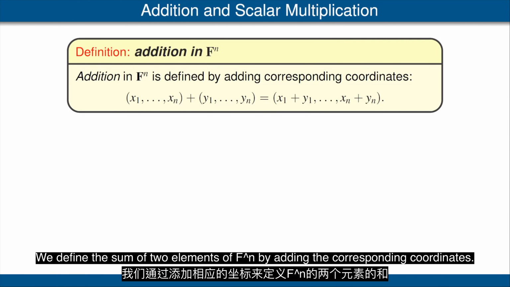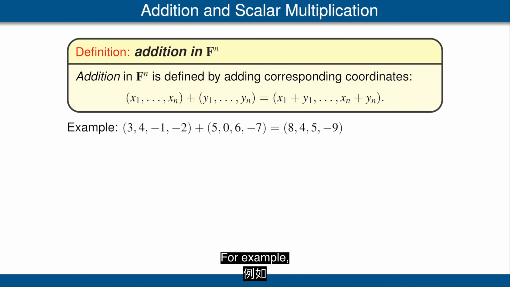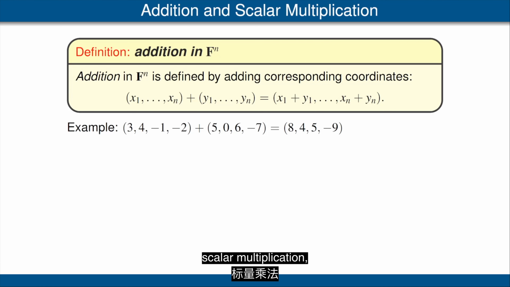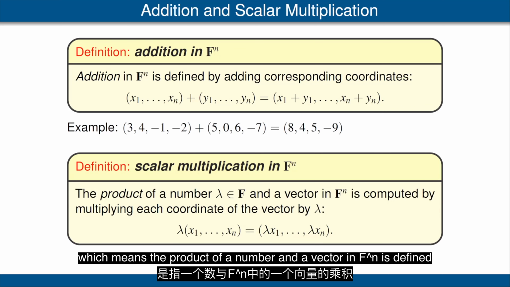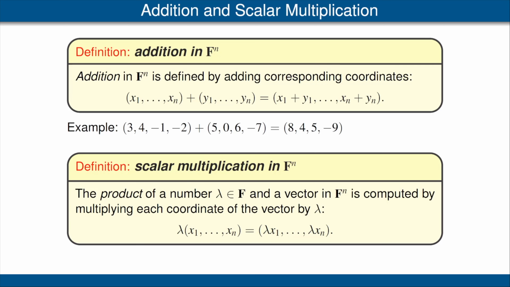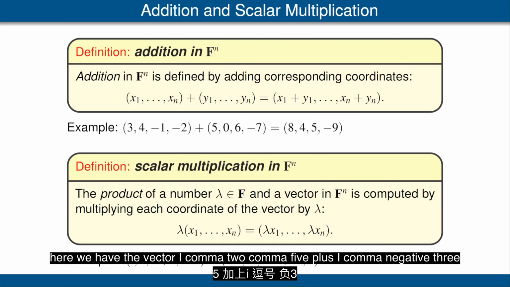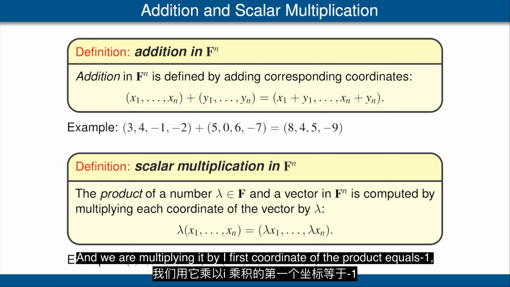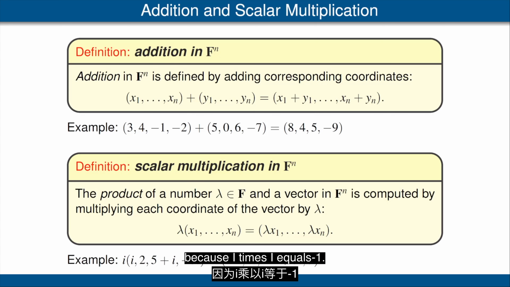We define the sum of two elements of Fn by adding the corresponding coordinates, as shown here. For example, here is the sum of two elements of R4. Scalar multiplication, which means the product of a number and a vector in Fn, is defined by multiplying each coordinate of the vector by the number. For example, here we have the vector (i, 2, 5 + i, -3i), which is an element of C4, and we are multiplying it by i. The first coordinate of the product equals -1, because i times i equals -1.